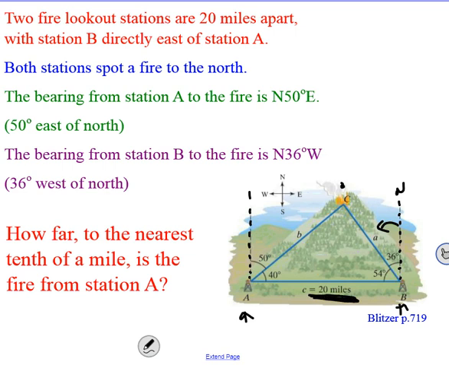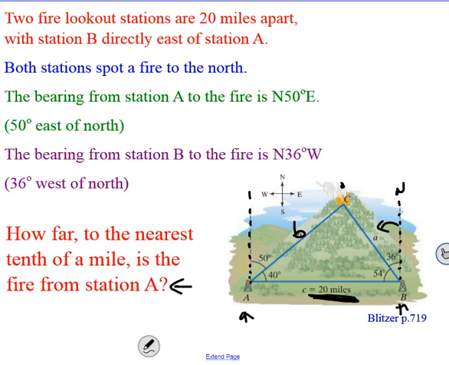Now we have a picture, but I need the angles to make up this triangle, because I want to know how far, to the nearest tenth of a mile, the fire is from station A. To answer this question, what do I need to find? The distance from A to the fire. In other words, I need side b. So I want you to pause again and think about how we can find that missing piece of this triangle.